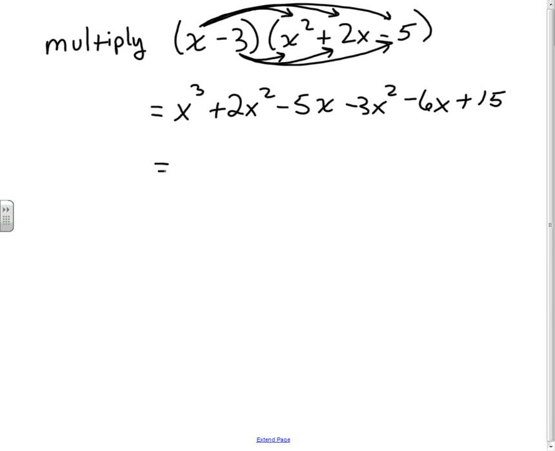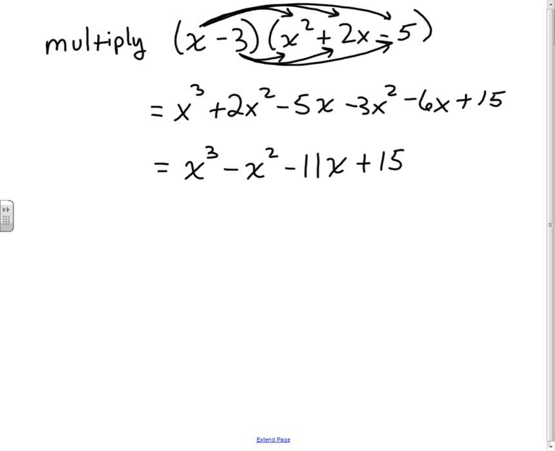And then we'll combine any like terms. There's no like terms with the x cubed. There's a 2x squared minus 3x squared. That's negative 1x squared, which you can just write as negative x squared. There's a negative 5x minus 6x. That's negative 11x. And then there's a plus 15 at the end.